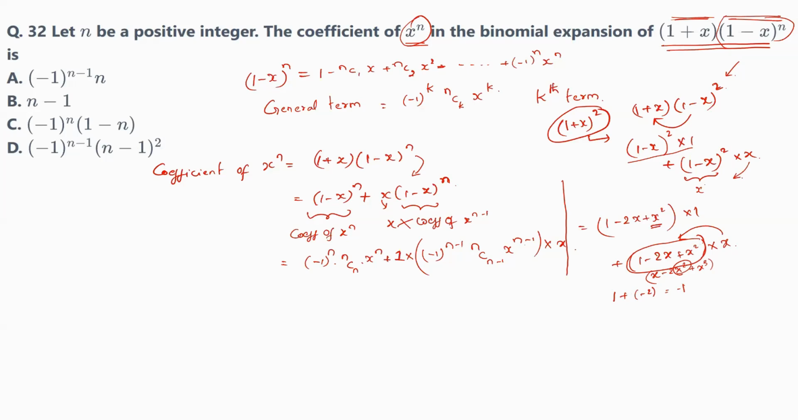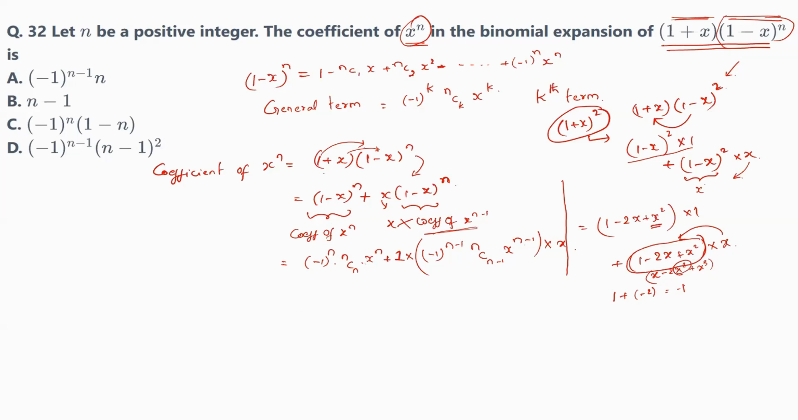Similarly, I got this from this by expanding. So I multiplied 1 with this plus multiplied x with this. This gives me coefficient of x power n, and in this I want to consider the coefficient of x power n minus 1. Is that understood? Yes. Okay. Thank you.